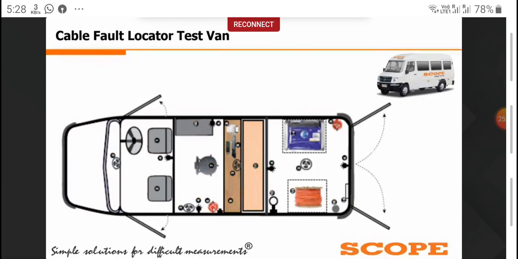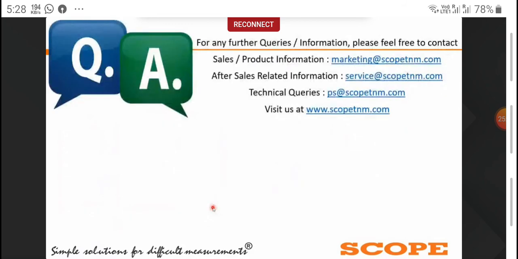Okay, also this cable fault locator test van is ideal for cable fault testing service providers and also for utilities.